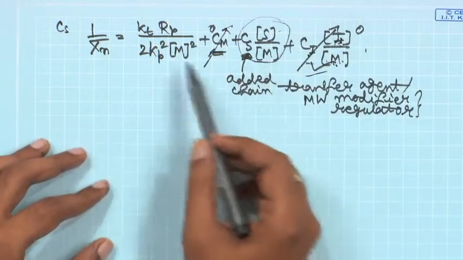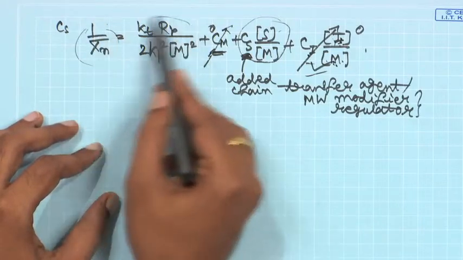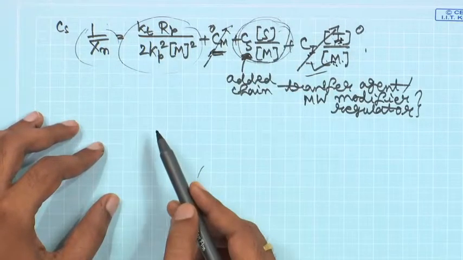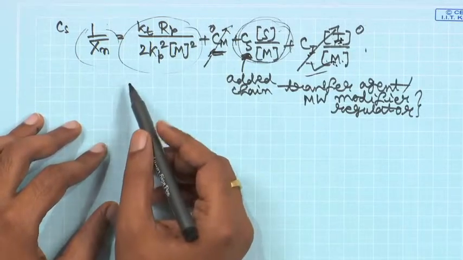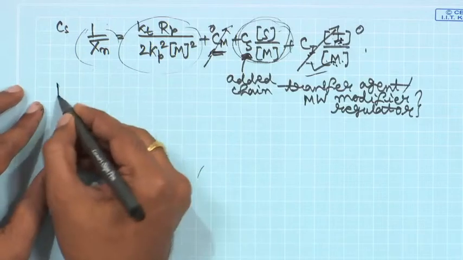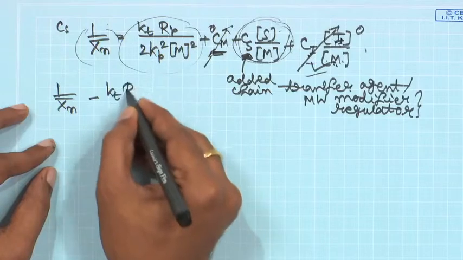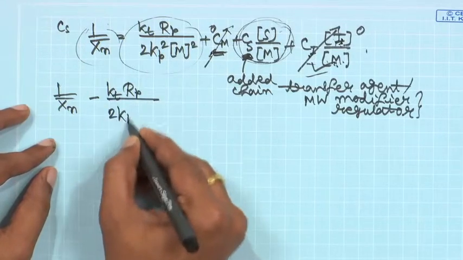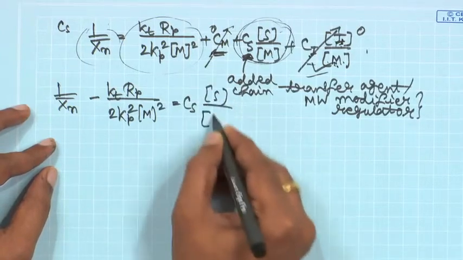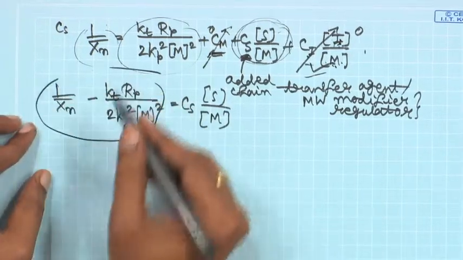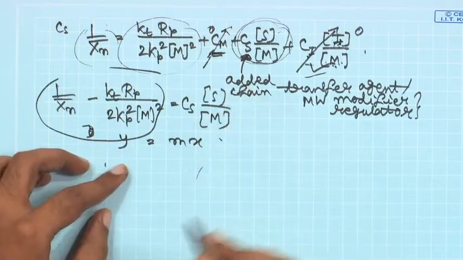So, then you can just have this and this term, and from there you just take this thing on this side. So, it will be minus Kt Rp divided by 2 Kp square into m square equals Cs into S by m, and then you plot this term, this is y equals mx, you plot this versus S by m.